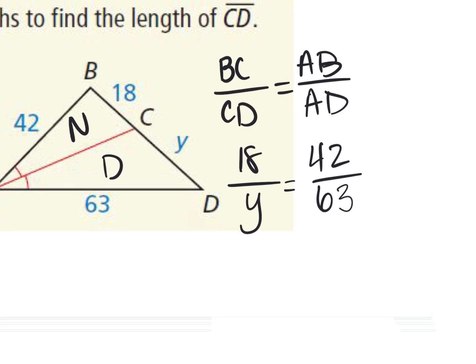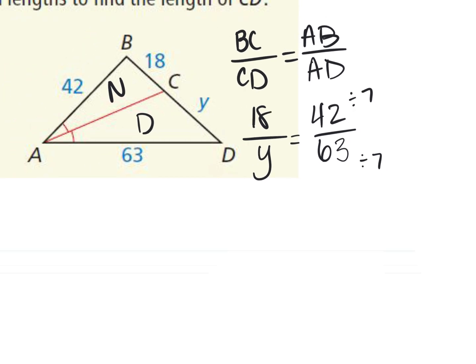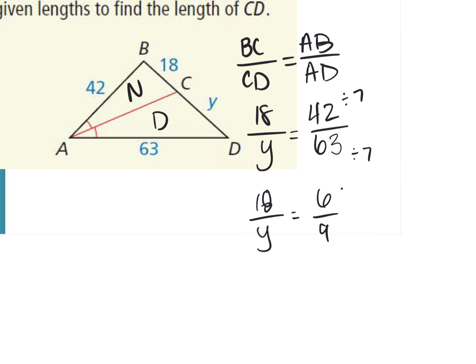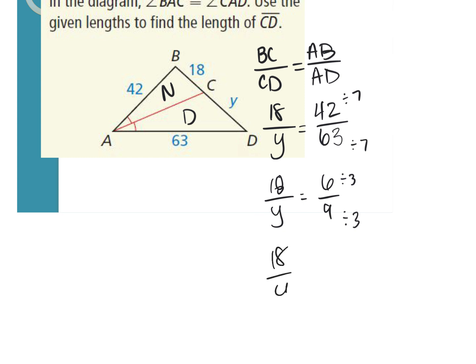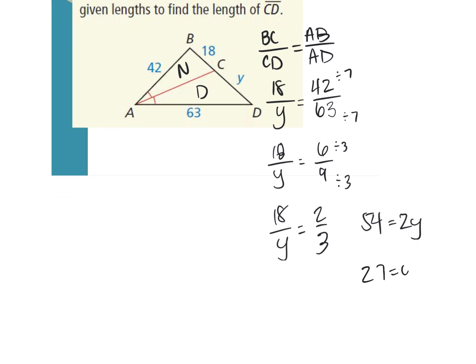You can simplify it to 2/3. How? What are they both divisible by? 21. I personally did not notice they were divisible by 21. I noticed they were divisible by 7 first. So I would divide by 7 first, and I would get 6 over 9, right? So 18 over y equals 6 over 9. Then I was like, oh, they're both divisible by 3 now, right? So I would have divided by 3, and I would have gotten 2/3. So 18 over y equals 2/3. Now I cross multiply, I'm going to get 54, because 3 times 18 is 54, equals 2y. Divide by 2, I think y is 27. Yes. Any questions on this?